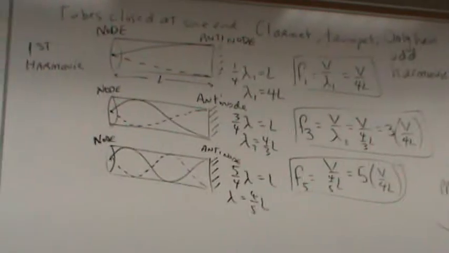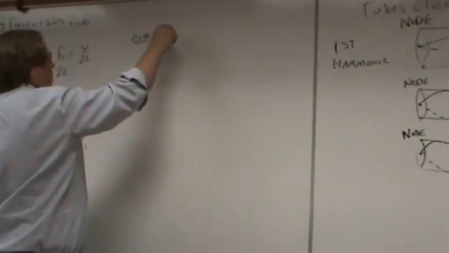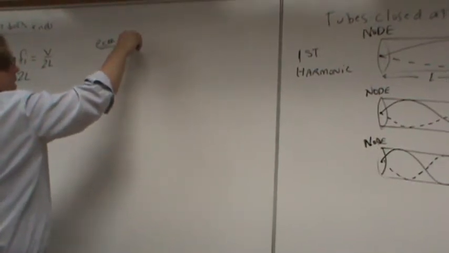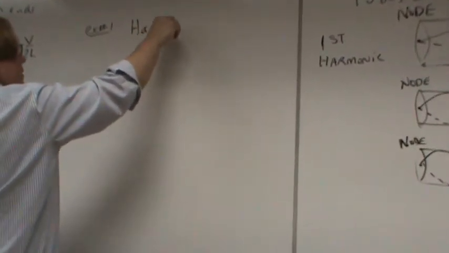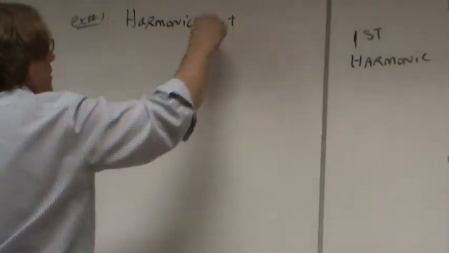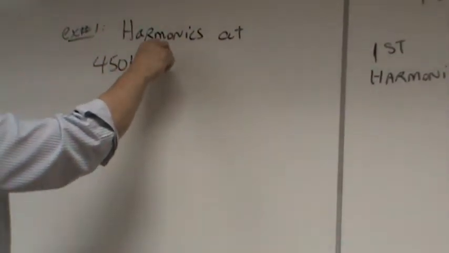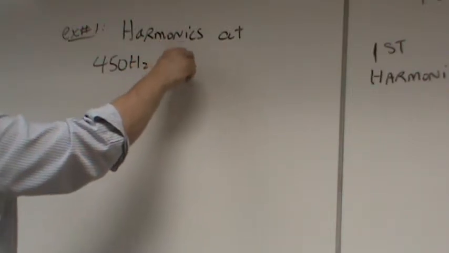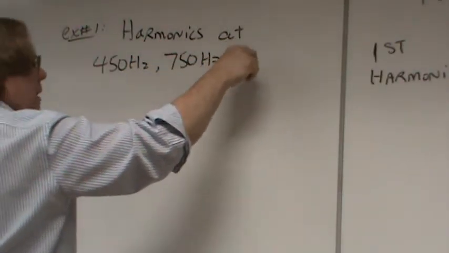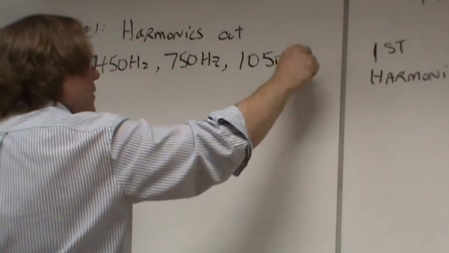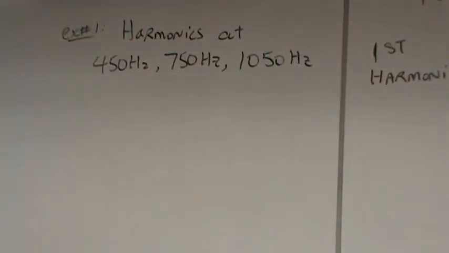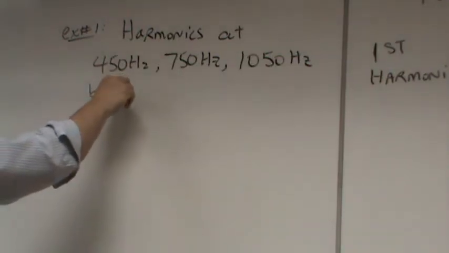Example number 1. I've got harmonics. I have harmonics at 450 hertz, 750 hertz, and 1050 hertz. I have harmonics at those frequencies, but none in between.